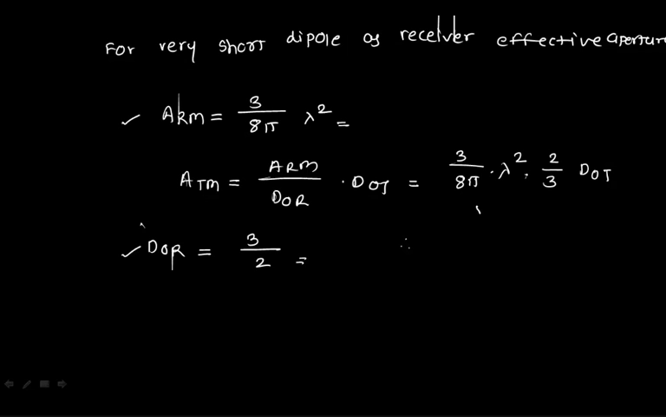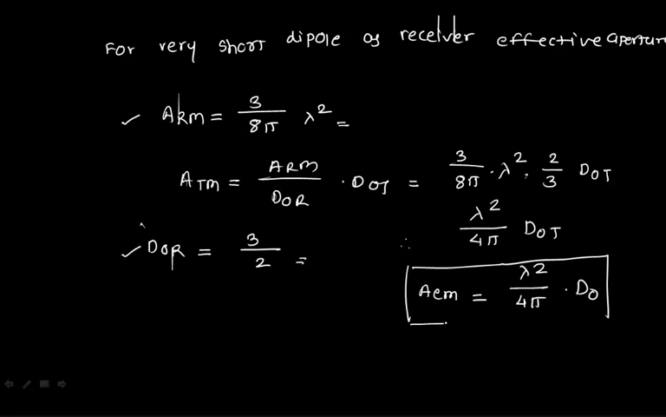So lambda square by 4 pi into D0, where I'm considering that this is the maximum directivity. But if in general you are talking about the effective aperture which is not maximum, I'll denote it AEM, which is nothing but lambda square by 4 pi into D0. Somewhere in the free space equation we have used this derivation of the effective aperture. So how can you calculate the effective aperture? AEM is equal to lambda square by 4 pi into D0.